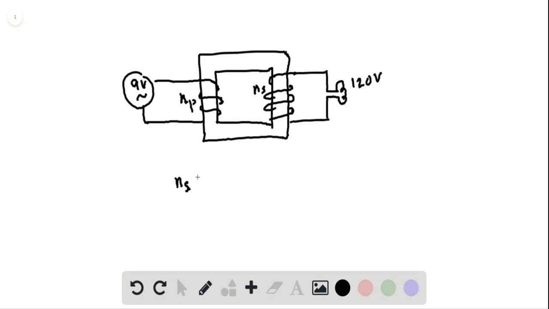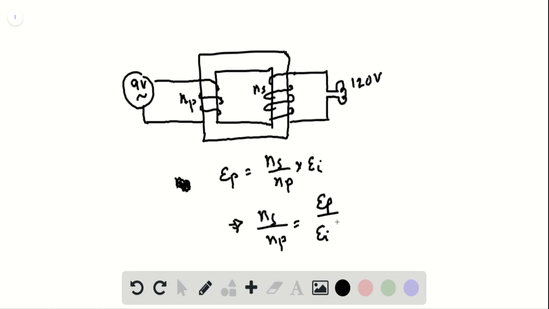Number of secondary coils. The output voltage equals number of secondary coils divided by number of the primary coils times the input EMF. From here you get the secondary to primary coil ratio is 120 volt over 9 volt.